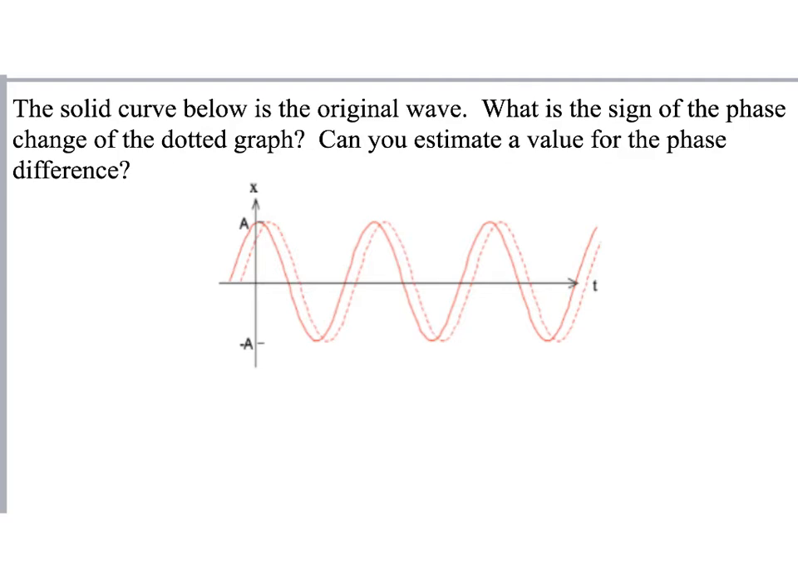All right, hopefully you've had a chance to work through it. It does say, what is the sign of the phase change? Well, the solid curve is the original and then the dashed is the new one. So the phase change is that the positive, the maximum, has moved over that far. So it's moved over that much. Any point on the graph you could look at, it's moved over that much. Okay, so the first thing is it's moved to the right. So therefore, the sign of the phase change is positive. All right, and we're good with that. Okay, can you estimate a value for the phase difference?